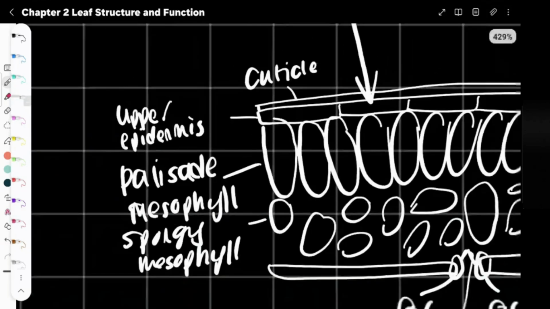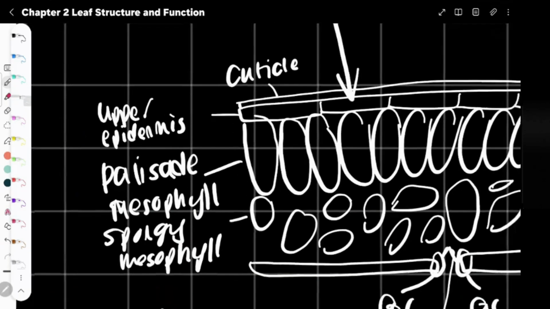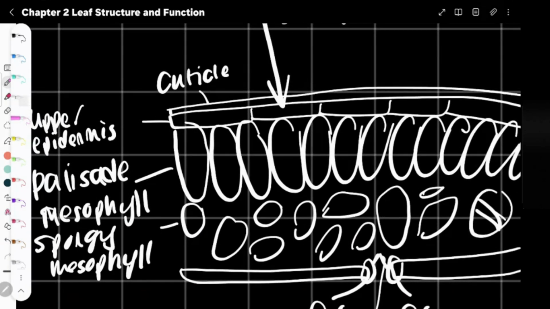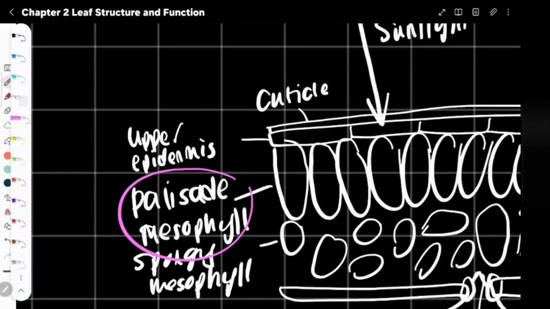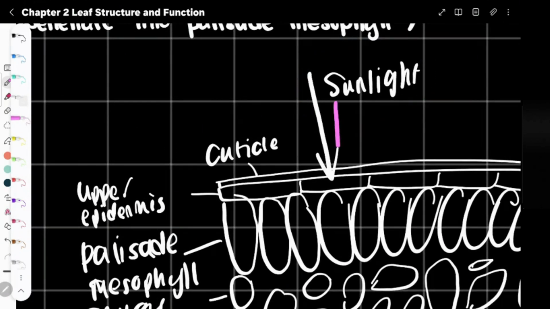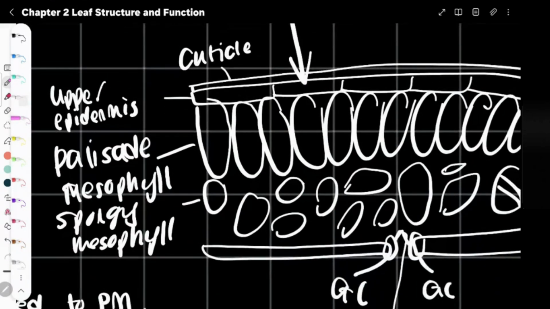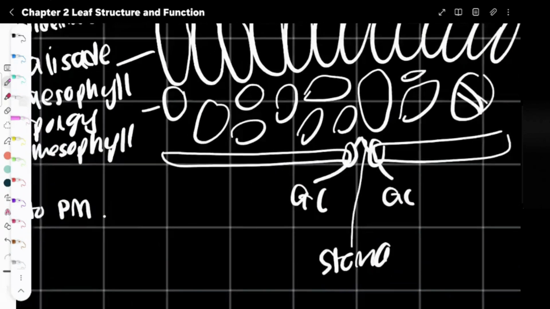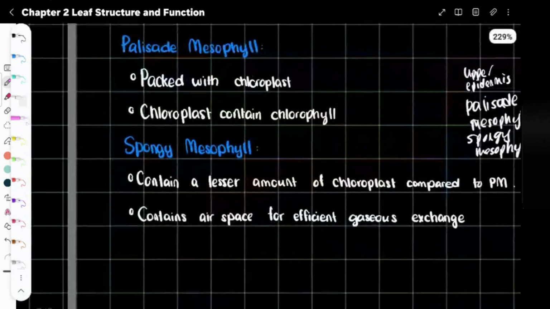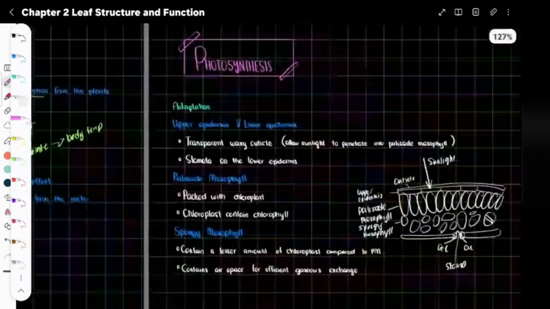So the palisade mesophyll is arranged closely, and arranged vertically, to increase surface area. Also, the palisade mesophyll contains a lot of chloroplasts. Why? Because sunlight wants to enter, so it will be absorbed by the palisade. The spongy mesophyll also contains chloroplasts, but not a lot. And then the bottom part, that's all. This is the proper way to answer.